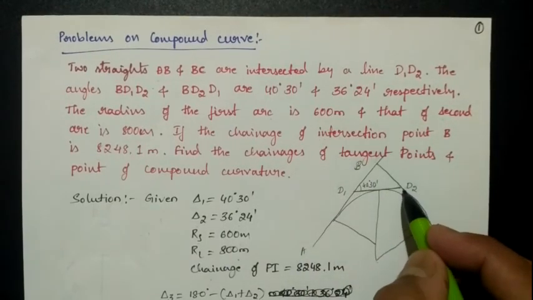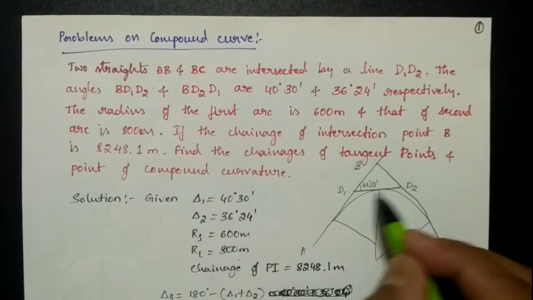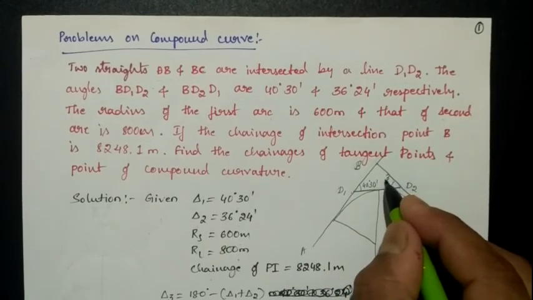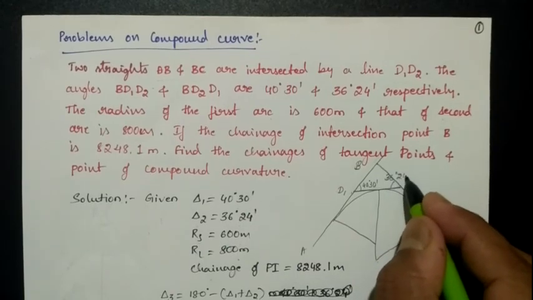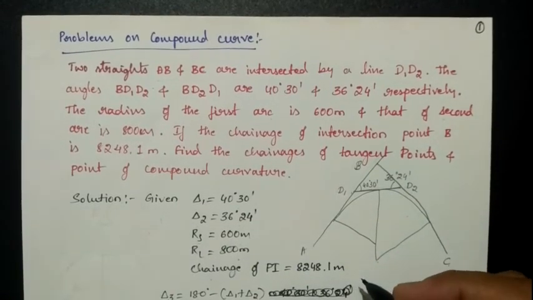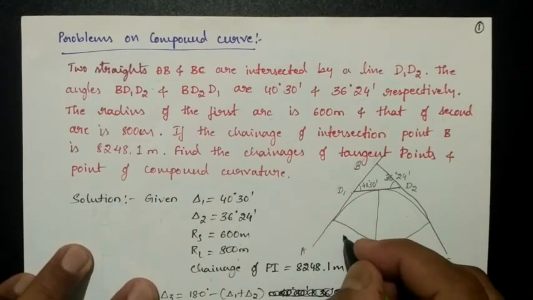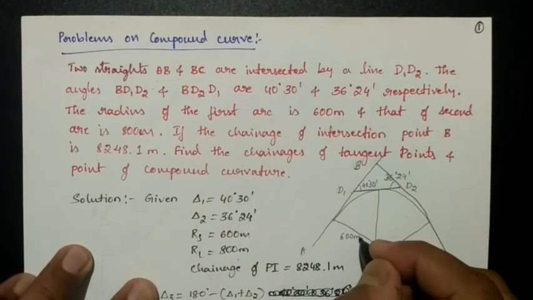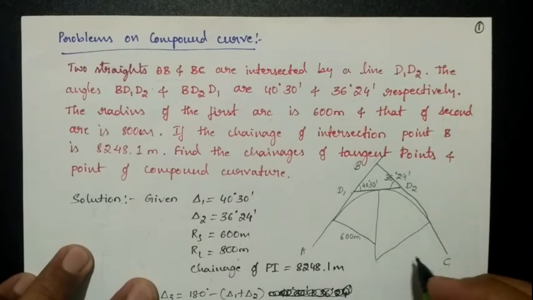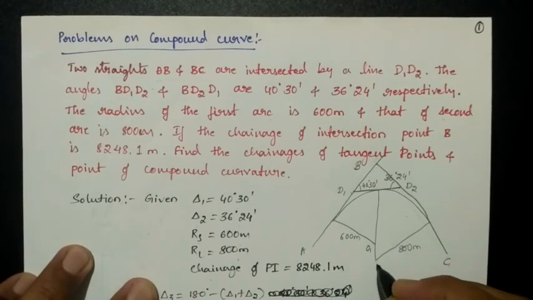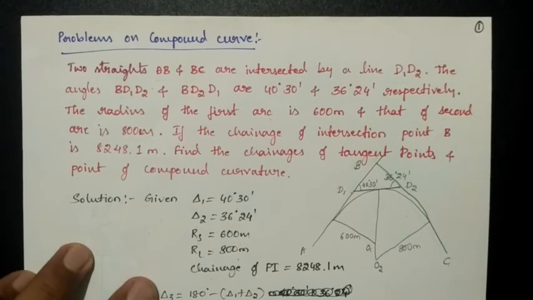And the second angle BD2D1, it is about 36 degree 24 minutes respectively. Then the radius of first arc is 600 meter and that of second arc is 800 meters. This is center O1 of first arc, center of second arc O2.